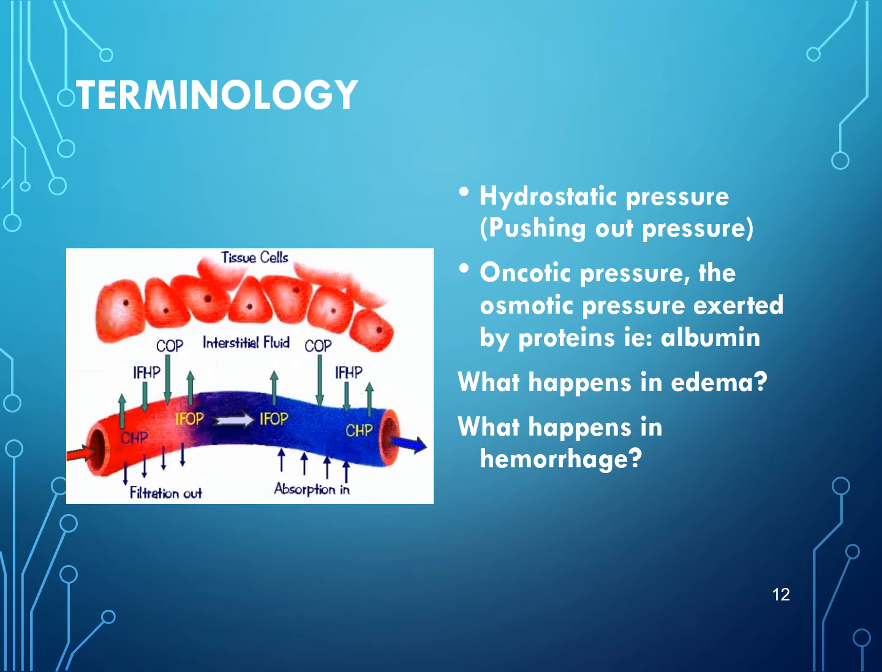Okay, so what happens with a hemorrhage? This will cause a decrease in the hydrostatic pressure due to the decreased volume in the blood vessels. There's not enough fluid in there, so the pressure is going to decrease. So this will decrease the blood pressure if the loss itself is greater than 15 to 30%, or 750 to 1,500 milliliters. It can lead to shock.